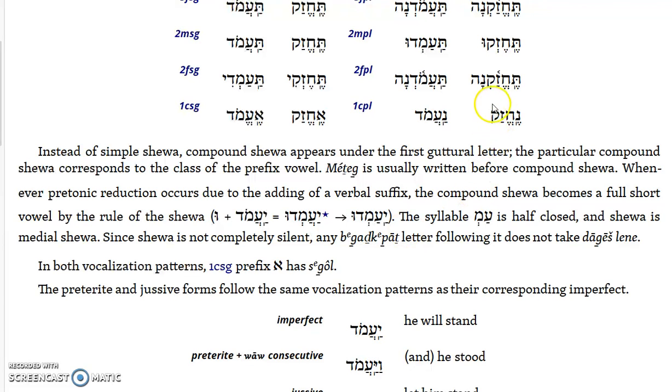Same thing would be true of the form with segol. Here it starts off being a hataf segol, as you can see in the third feminine plural. But then when you add the u ending for the second masculine plural, that will force the theme vowel to reduce to shavah, and then the half vowel will become a whole vowel under those circumstances.